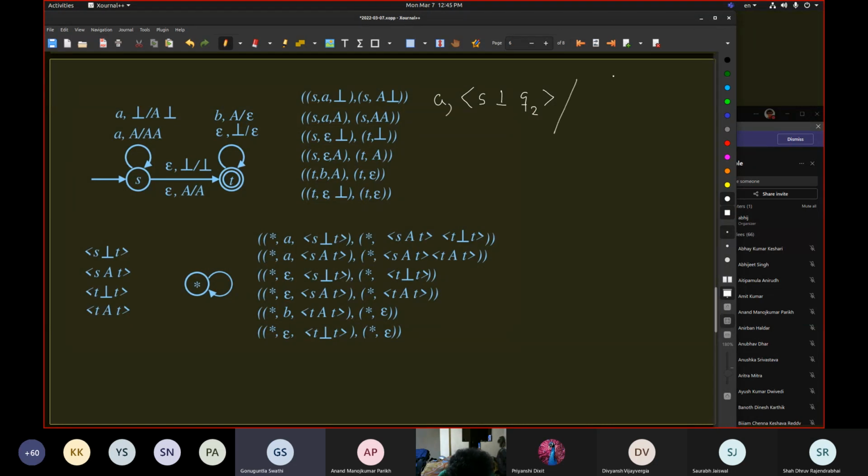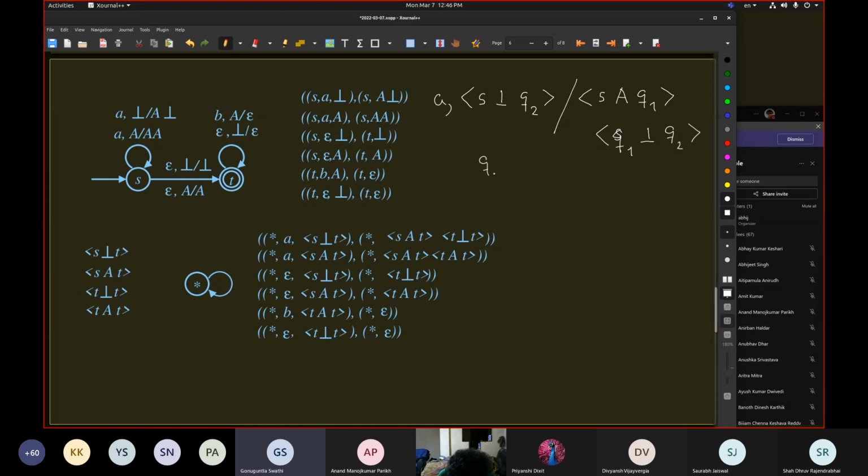This will be replaced by S, because this is S. A will be got rid of in some state Q1. S, eventually this will be got rid of in state Q2.